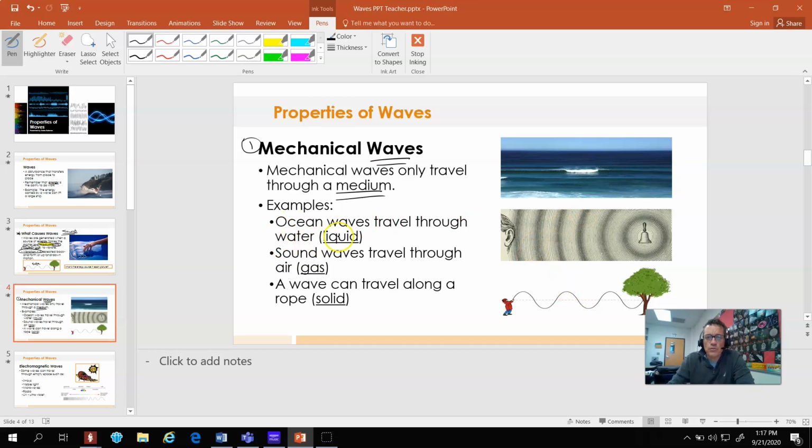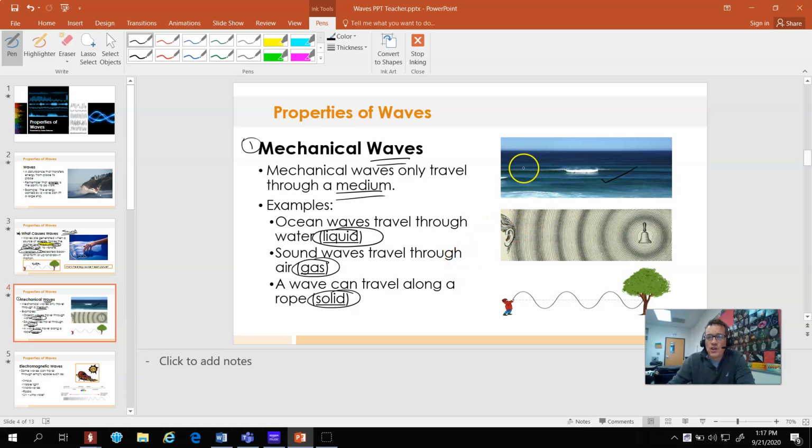So a medium can be a liquid. We have a lot of waves that can travel through liquid. A medium could be a gas, such as when you're listening to anything through the air. And a medium can even be a solid, where in this case the rope is what's actually causing the energy to go through.